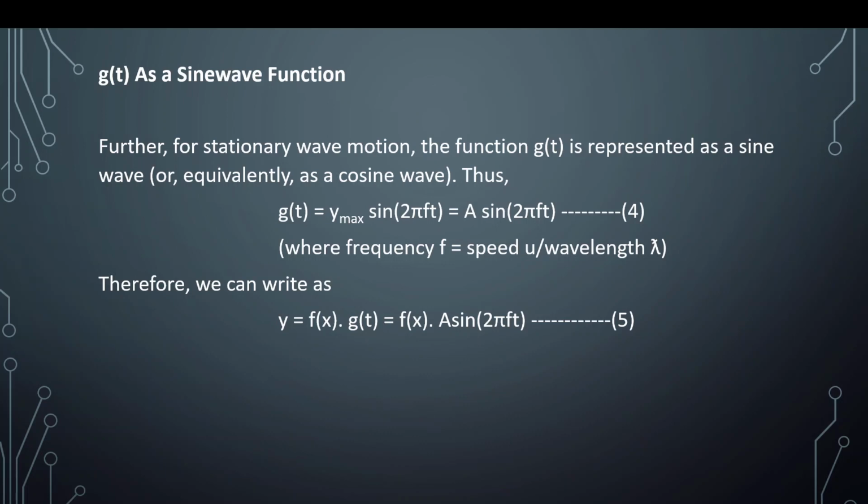Frequency nu is speed upon wavelength. Therefore, we can write amplitude y equal to f(x) g(t), replacing g(t) by A sine 2 pi nu t. y becomes f(x) A sine 2 pi nu t. Question number 5.